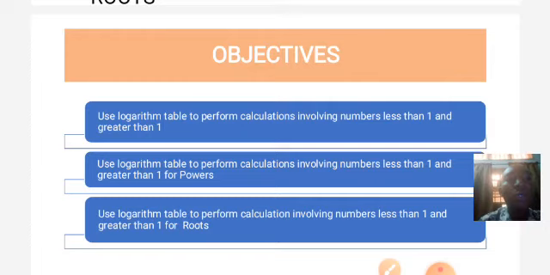Like I told you, we are going to continue on powers and roots. In our previous class, we talked about multiplication and division. So in this edition, we are going to work on powers and roots. Those are the stated objectives.